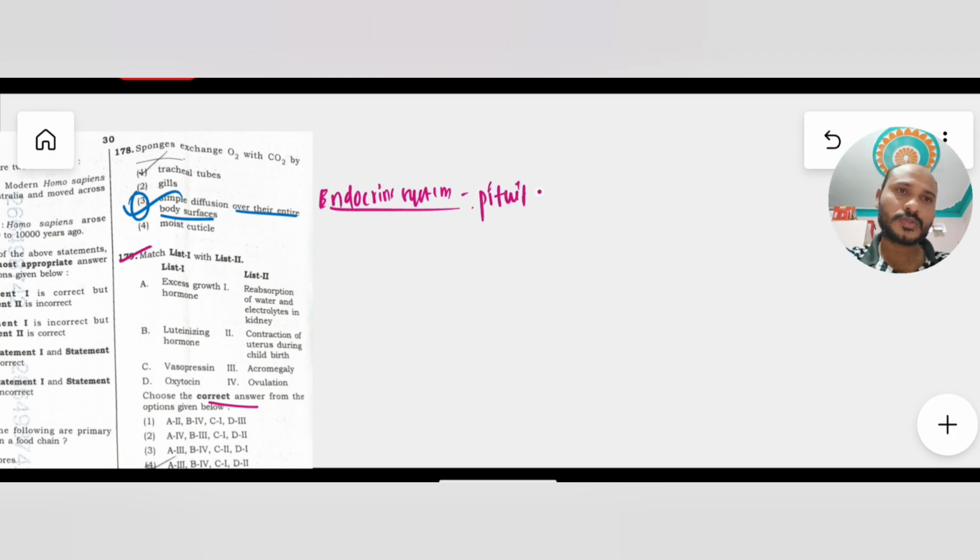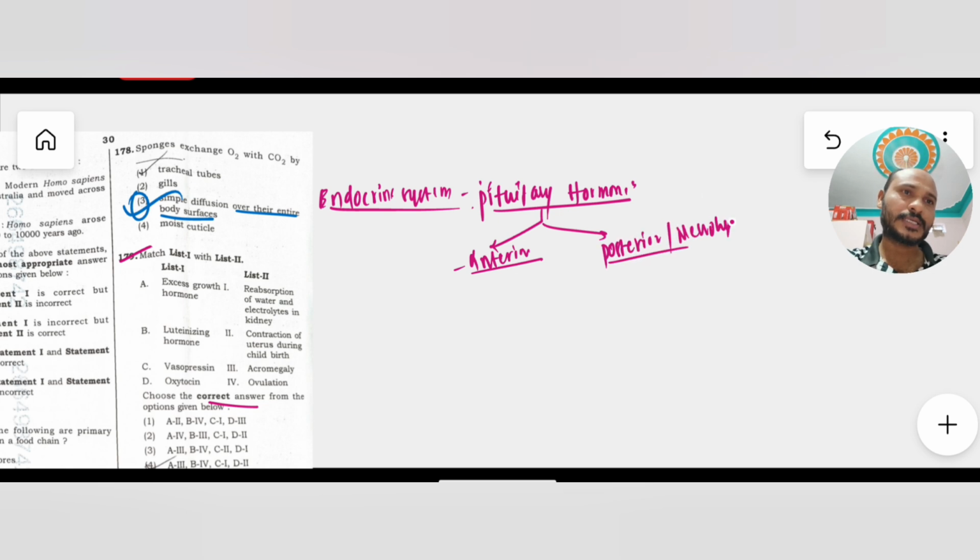Pituitary hormones. Let's discuss a few important pituitary hormones. Generally, pituitary hormones are secreted from the pituitary gland. We know that there are two parts of the pituitary gland: the anterior pituitary gland and the posterior pituitary gland. The posterior is called the neurohypophysis, and the anterior means the adenohypophysis.